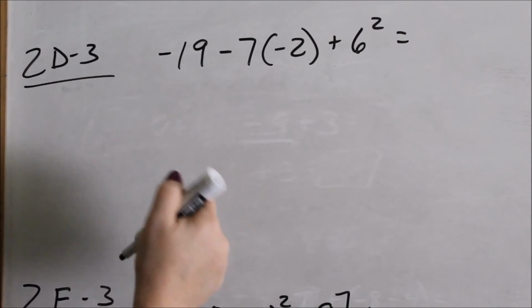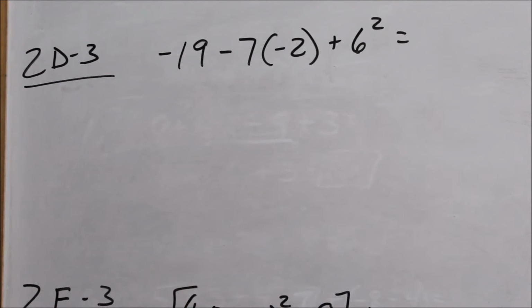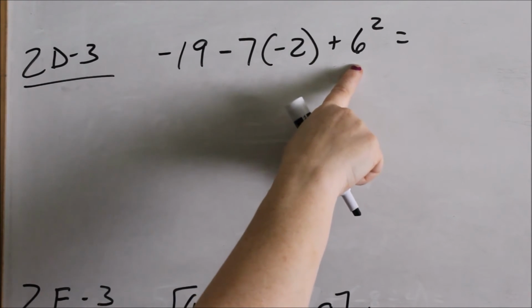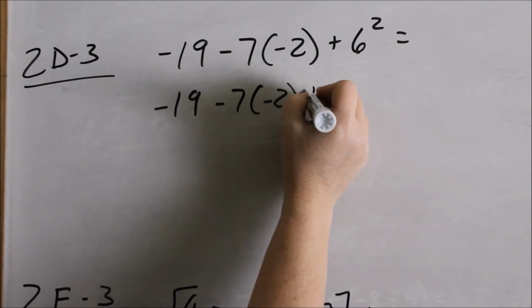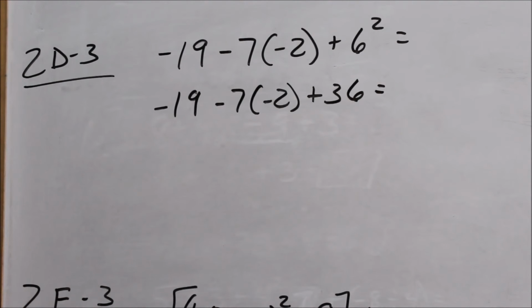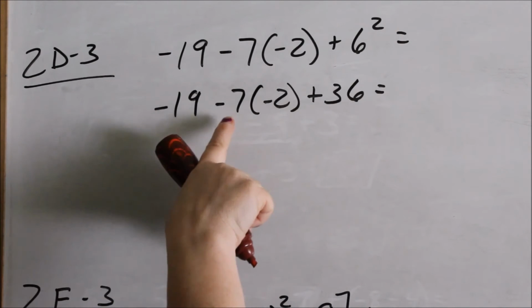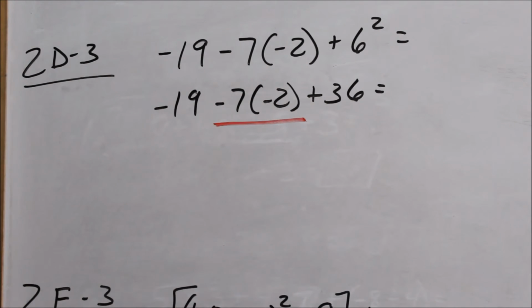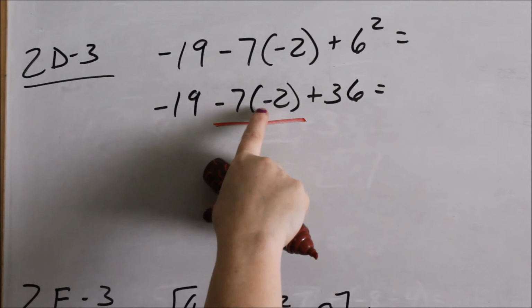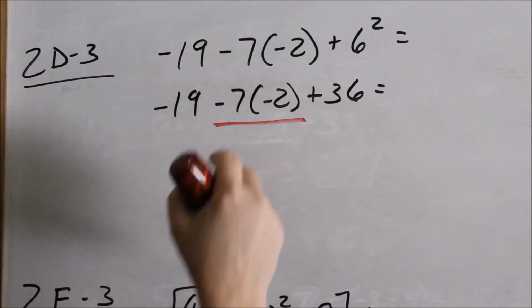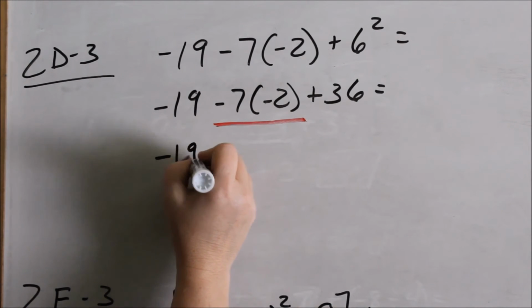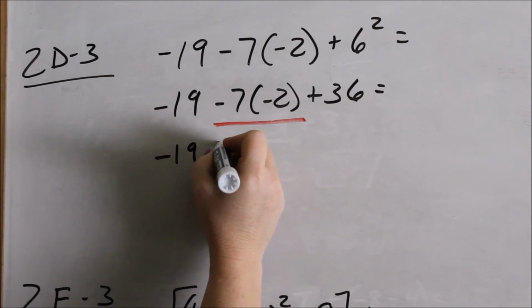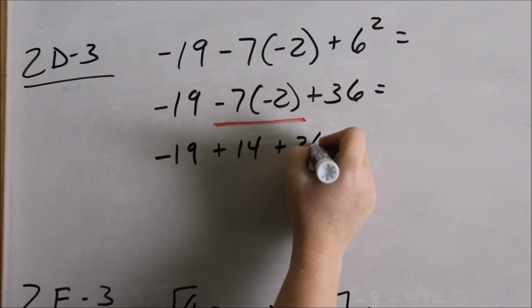Okay, we're looking at 2D number 3. PEMDAS says we do parentheses and exponents first. So we have an exponent here, so I'm just going to rewrite everything the way it is. 6 squared, 36. PEMDAS says to do any multiplication or division. Be careful. This right here is multiplication. Those parentheses imply multiplication. A negative 7 times a negative 2. A negative times a negative is a positive. So it would be negative 19. Negative 7 times negative 2 is a positive 14 plus 36.